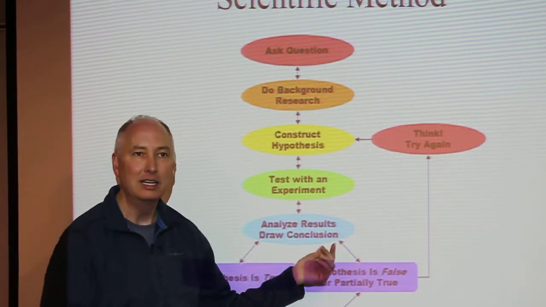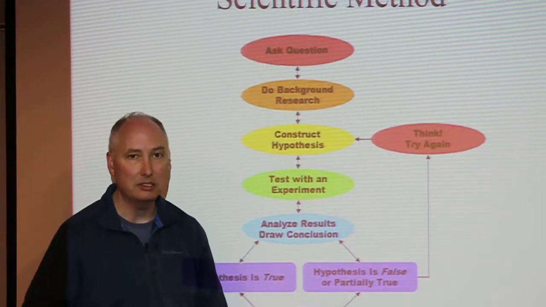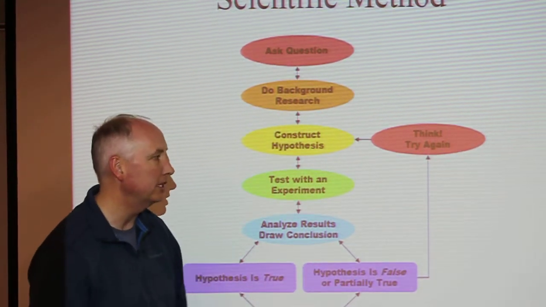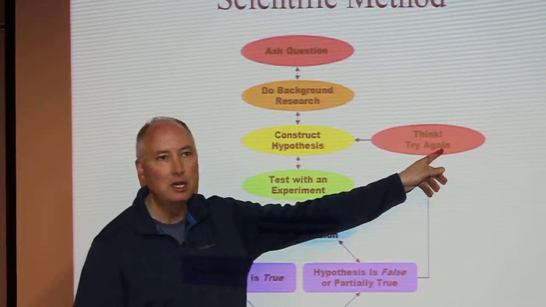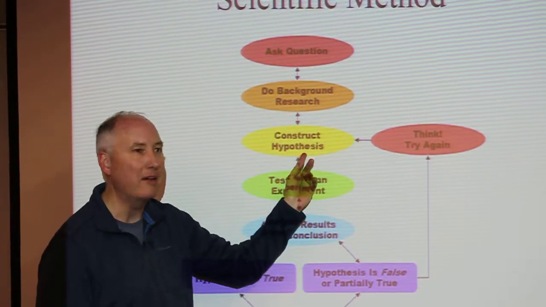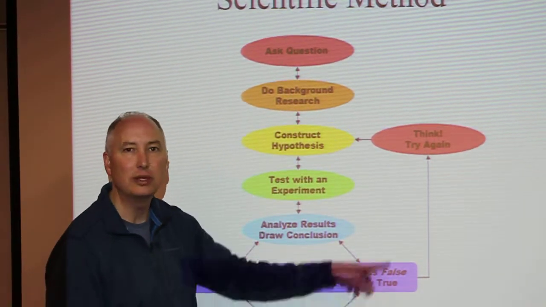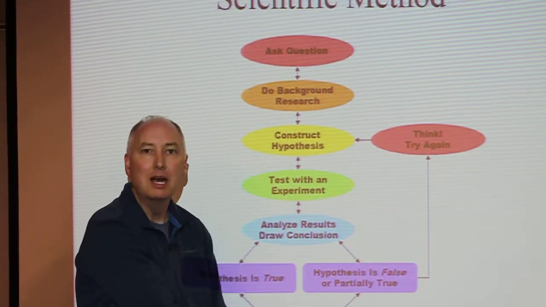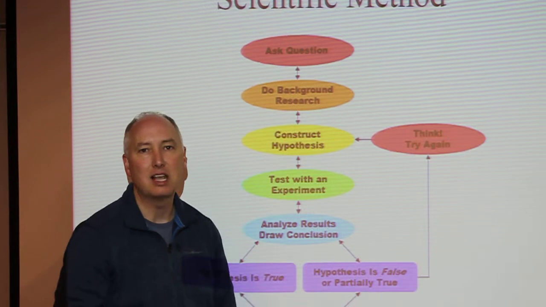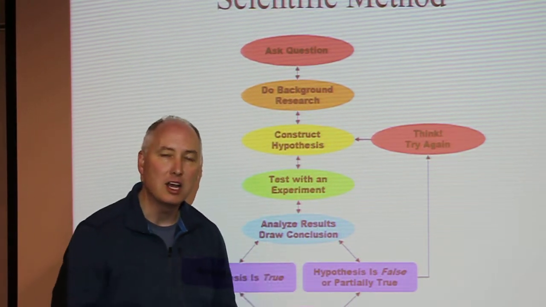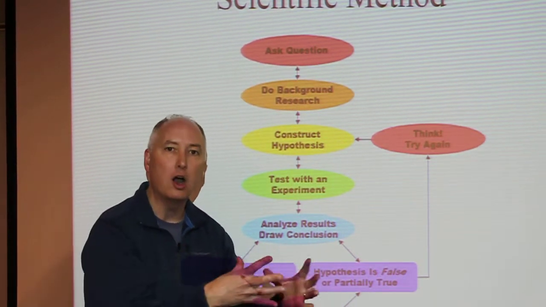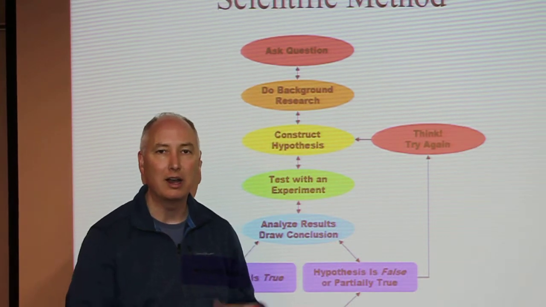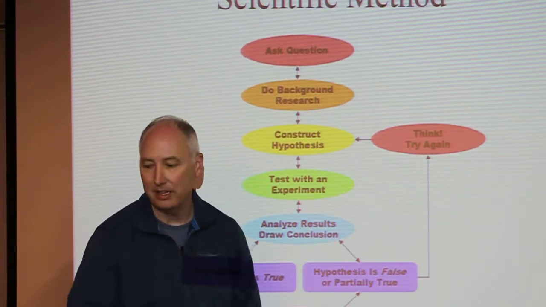If our hypothesis is not confirmed or is only partially true, we'll rethink the problem, construct a new hypothesis, and then test that until we get the answer right. Science doesn't always get the answer correct the first time, but through this iterative process of the scientific method, over a period of time, we narrow in on the truth of what is actually causing things to happen in the atmosphere.